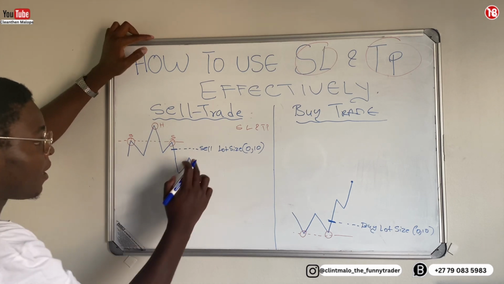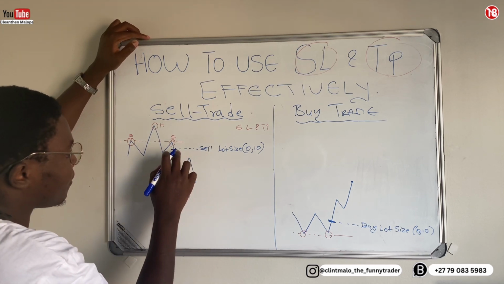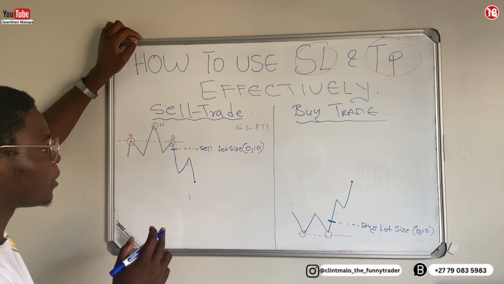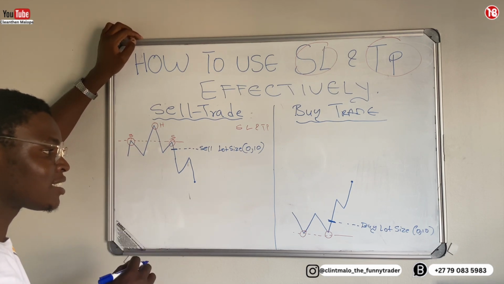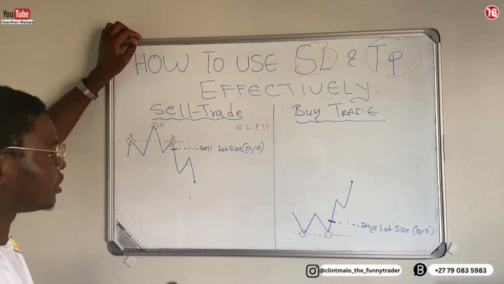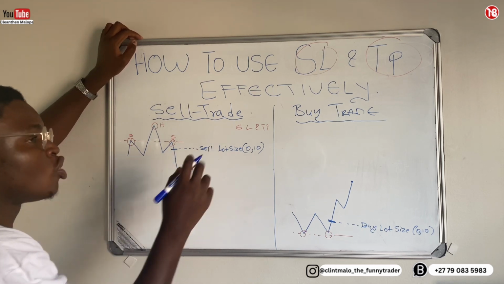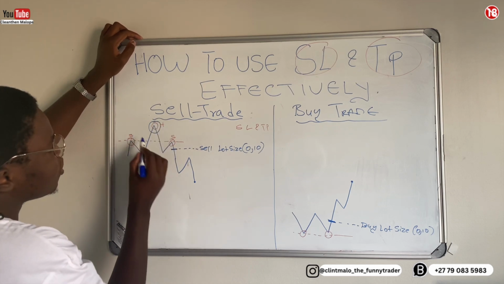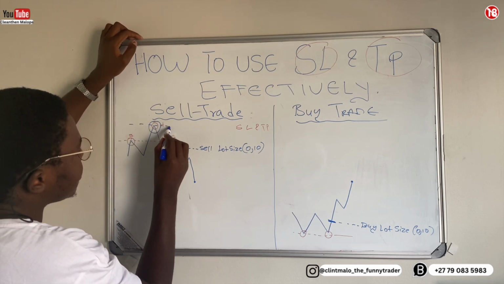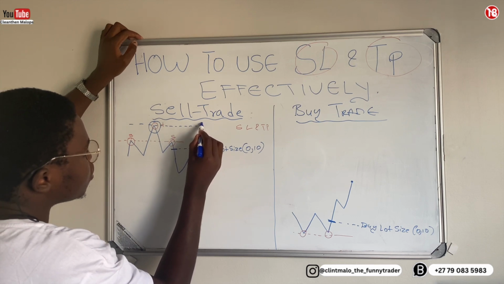So now, if this is where you took your sell, where should you put your stop loss? It should be on the previous high or low point. So since this is a sell, it should be on the previous high point. So this is our previous high point. So this is where you are going to put your what? Your stop loss.